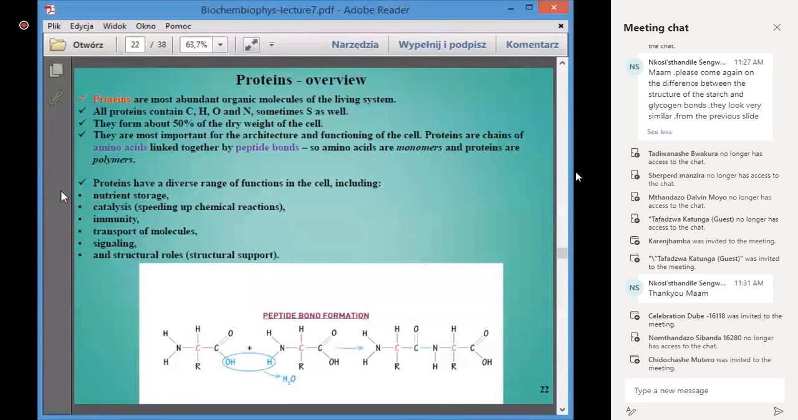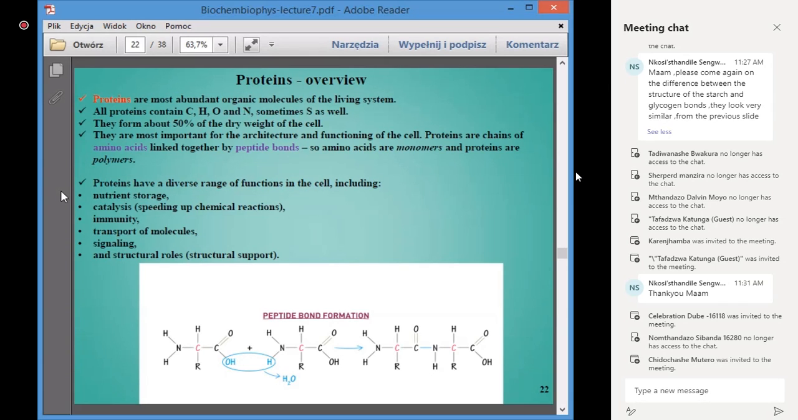Of course, we know that proteins are maybe not the most abundant, but one of the most abundant organic molecules for us and for all living organisms. So not only for humans, but for animals, for plants as well.